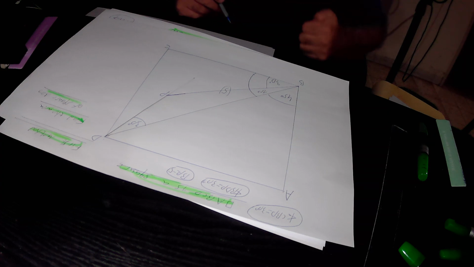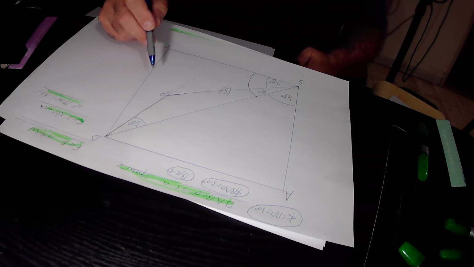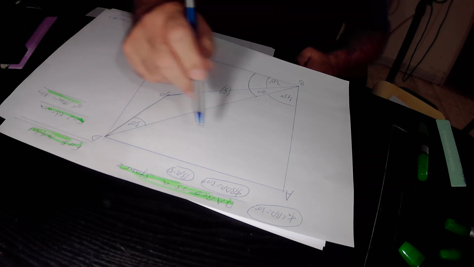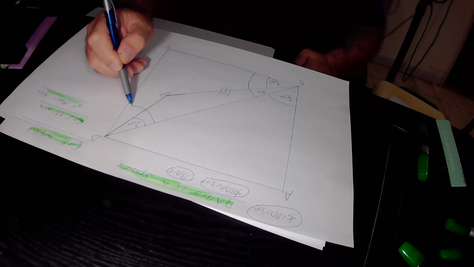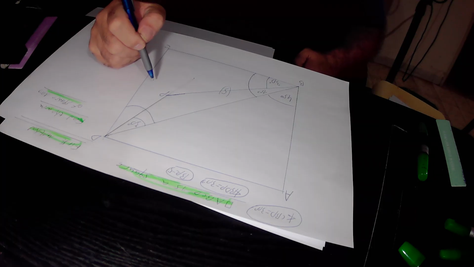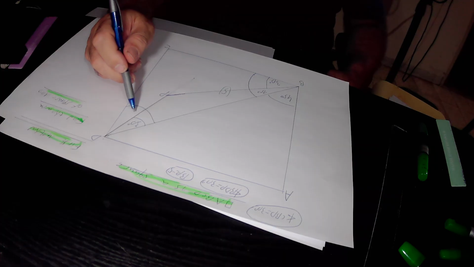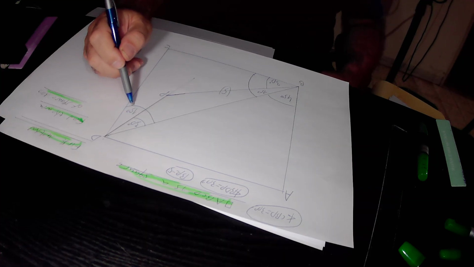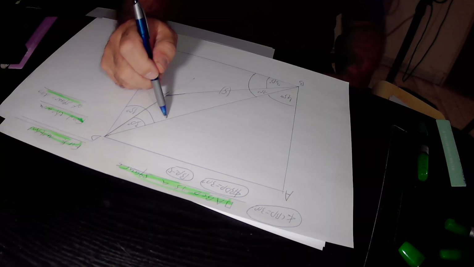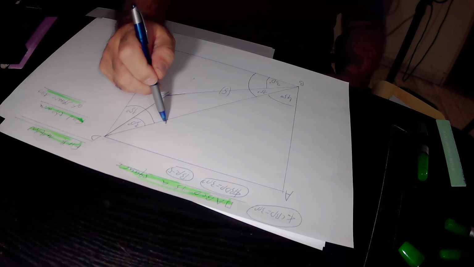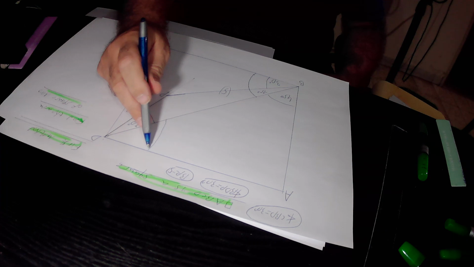So, diagonal BD bisects angle CDA. This is the first half. That is 45 degrees, but this angle equals 30 degrees, and therefore this missing angle must be equal to 15 degrees, because 15 plus 30 is 45. That is the first half. The second half is also equal to 45 degrees in its size.